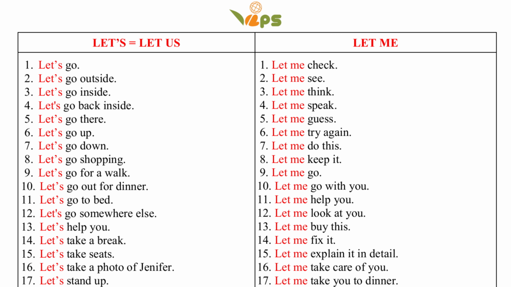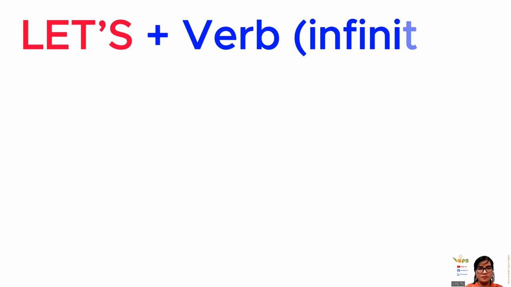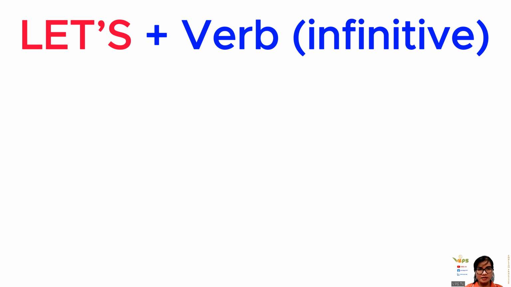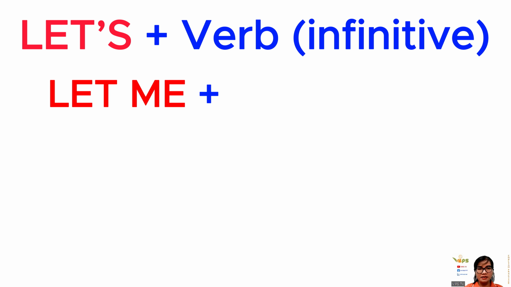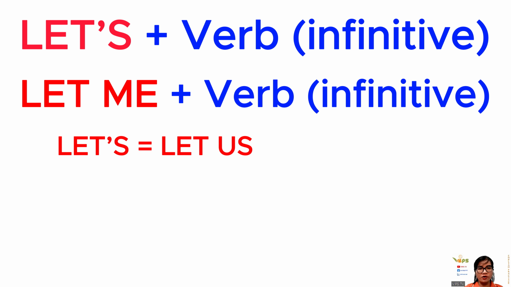Today we're going to practice the sentences with let's and let me. We have the structure let's plus verb infinitive and let me plus verb infinitive. So let's is the short form of let us.